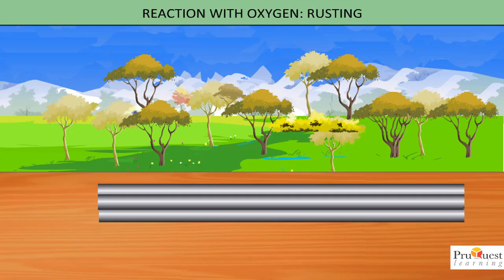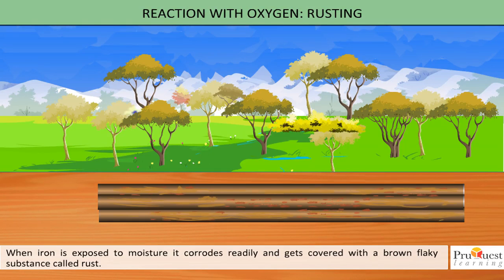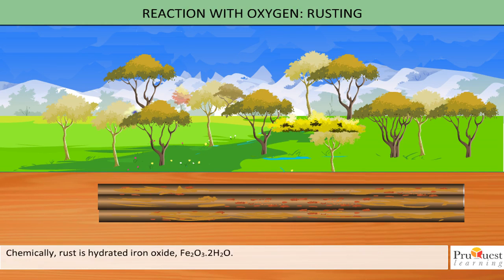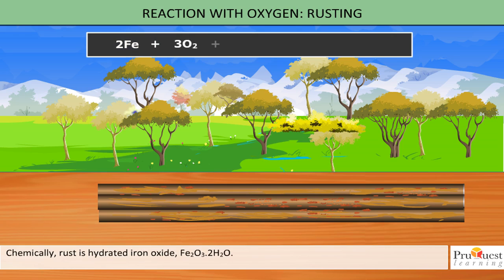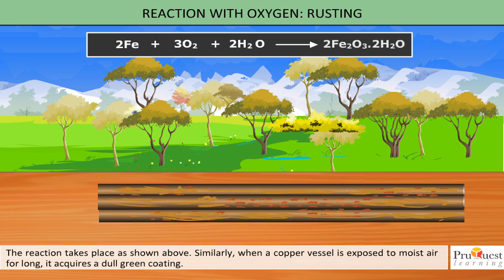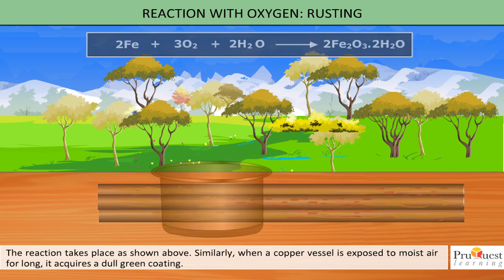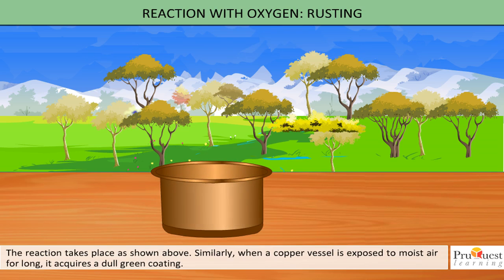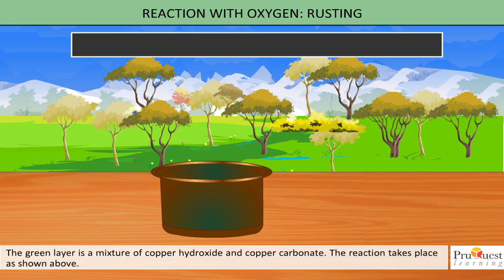Reaction with oxygen. Rusting. When iron is exposed to moisture, it corrodes readily and gets covered with a brown flaky substance called rust. Chemically, rust is hydrated iron oxide, Fe2O3·2H2O. The reaction takes place as follows. Similarly, when a copper vessel is exposed to moist air for long, it acquires a dull green coating. The green layer is a mixture of copper hydroxide and copper carbonate. The reaction takes place as follows.